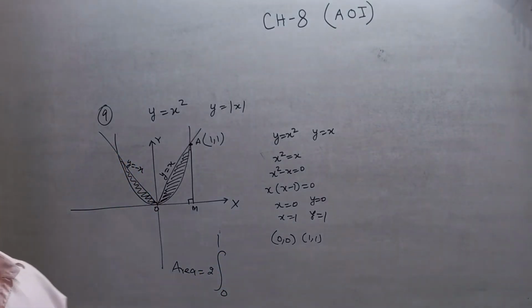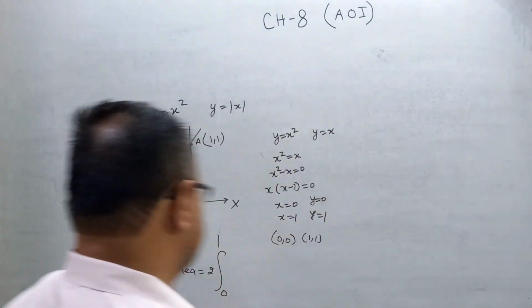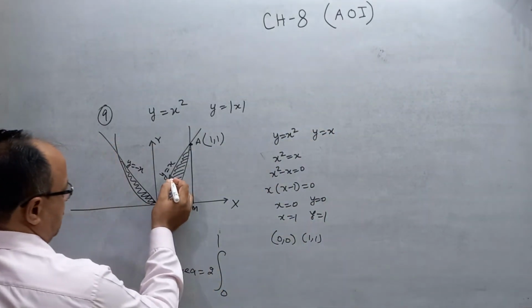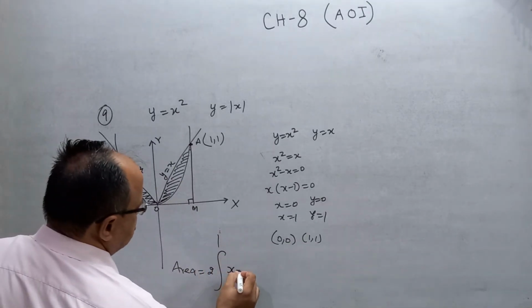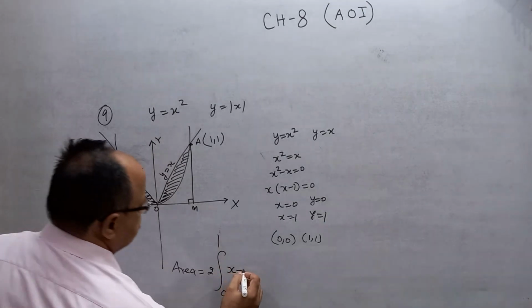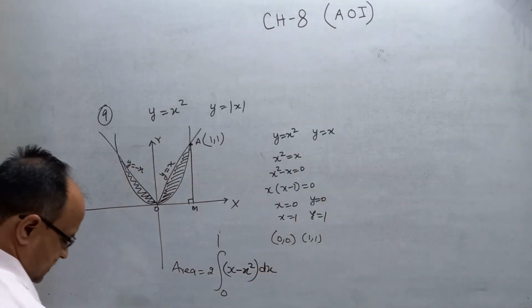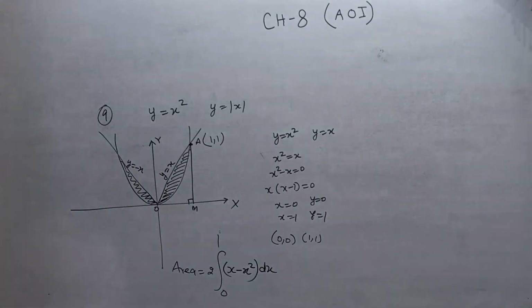If the area lies between two functions, then upper limit minus lower limit. Upper is that line x, and lower is the parabola. What is the value of y here? x square dx. Further you can solve the simple integration, then put the values.